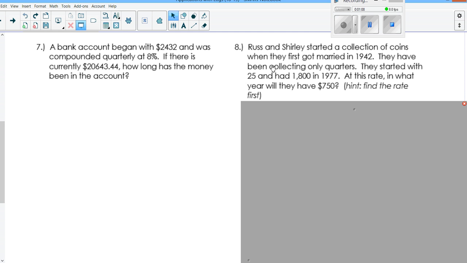I asked you a question where it says Russ and Shirley started a collection of coins when they first got married in 1942. They have been collecting only quarters. They started with 25 and had 1,800 in 1977. At this rate, in what year will they have 750? Okay, well, the problem with this question is the only way that you can answer it is by knowing at what rate they grew from 25 to 1,800 from 1942 to 1977. Okay.